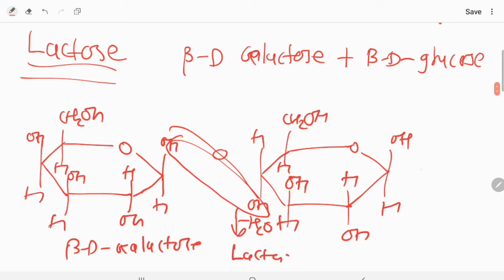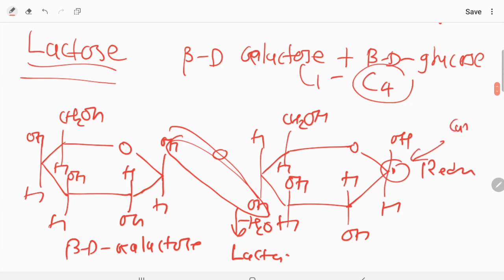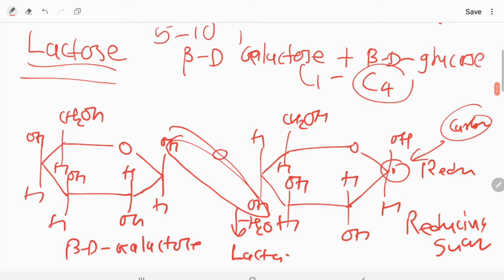Again, it's a reducing sugar, because the first carbon is already free. The linkage is between C1 and C4, and the first carbon of glucose is the carbonyl carbon, which is free, so it's a reducing sugar. I'm sure you understand today's lecture very clearly. So don't forget to revise all these structures; at least plot all the structures 5 to 10 times. Okay, thank you.